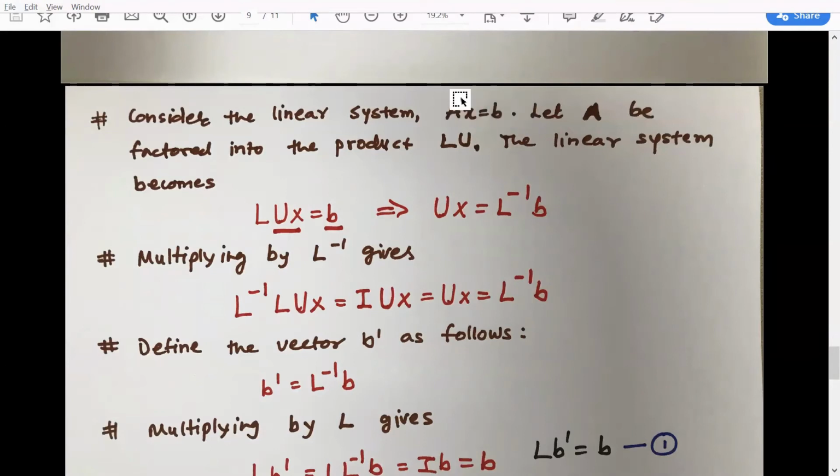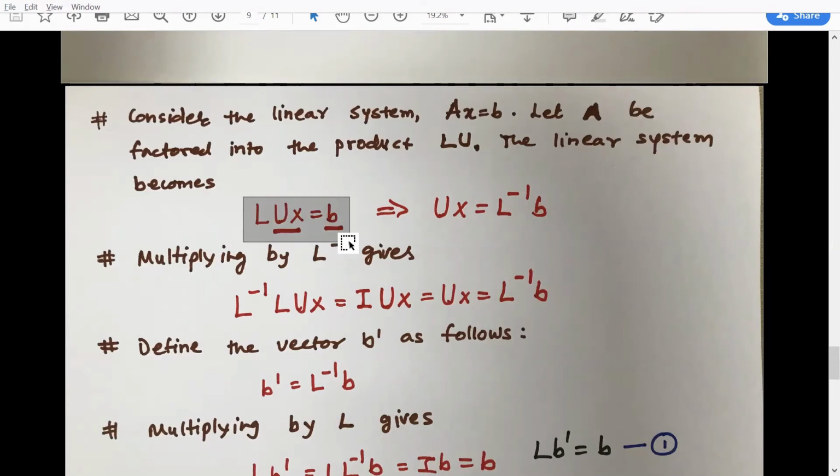Please understand, X is your unknown vector, B is your non-homogeneous terms on the right-hand side, A is the matrix. Now A is being replaced by LU. So LU is written here: LUX = B.